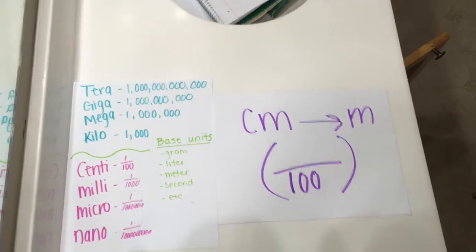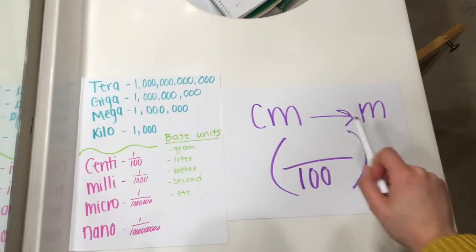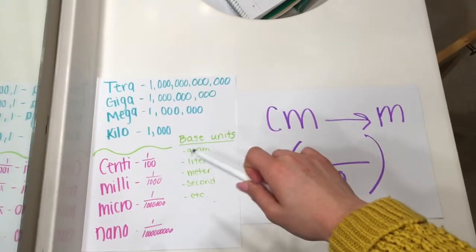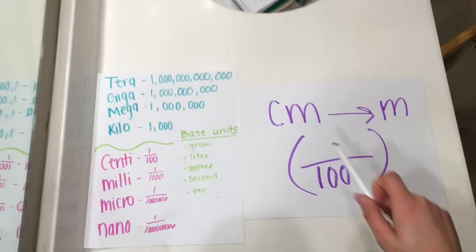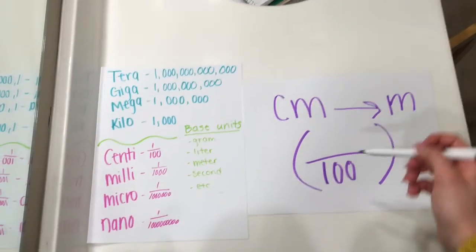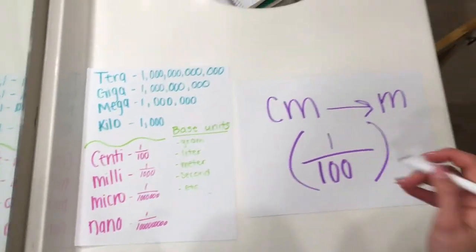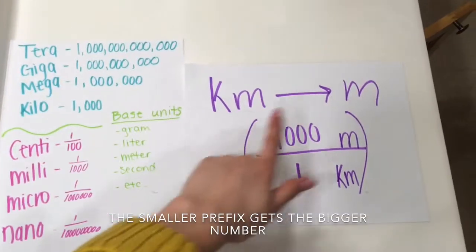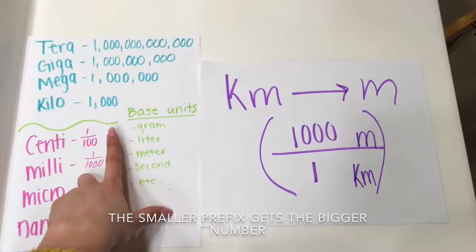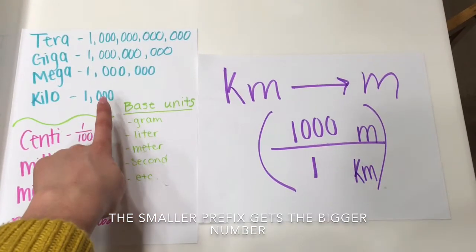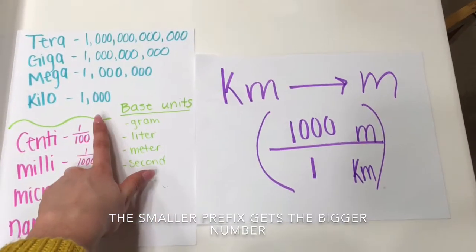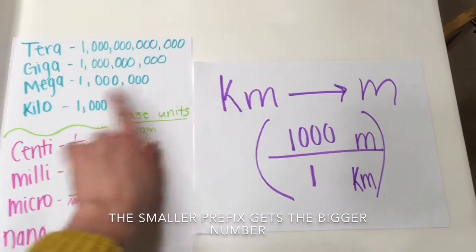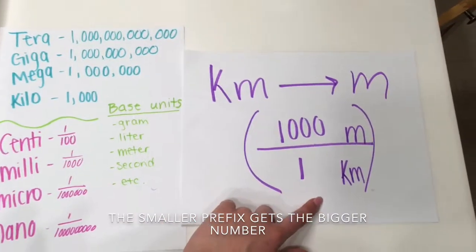Let's do an example. Let's say we're converting from centimeters to meters. Since centimeter is below the line of the base unit, it gets the bigger number, which in this case is 100, and 1 would go on top. Let's do one more example. Let's say we're going from kilometers to meters. Since kilometers is above the line of the base unit, it gets the smallest number and the base unit gets the bigger one. So in this case, it's 1,000 meters in 1 kilometer.